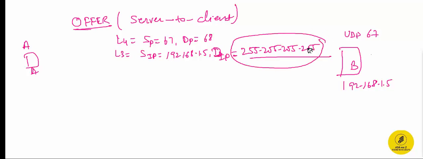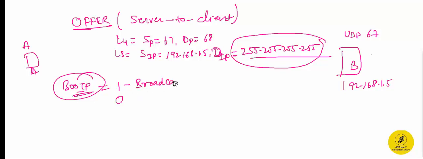Well, this may be a unicast IP. It really depends. In the discover packet sent by the client, there is a flag called the BOOTP flag. If the client sets this flag to 1, the client is expecting the reply as a broadcast. If this BOOTP flag is set to 0, the client is expecting a unicast reply. So when the BOOTP flag is set to 0, it's telling the DHCP server that you need to send me a unicast reply.